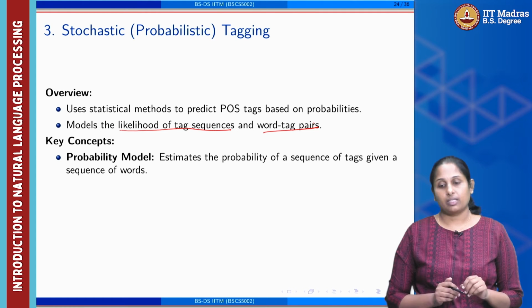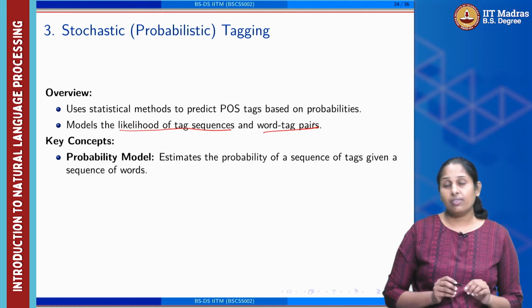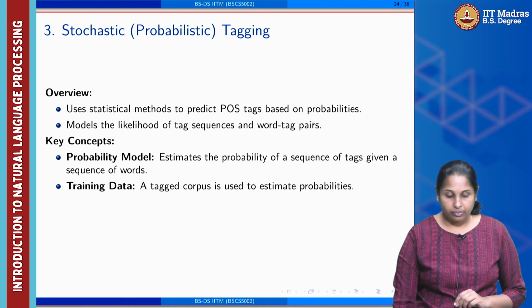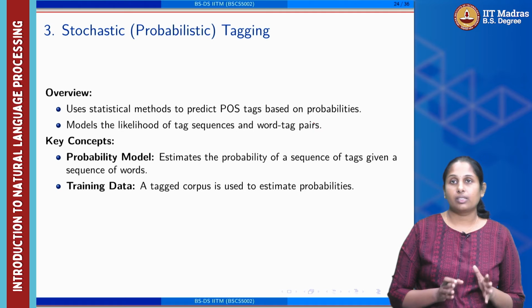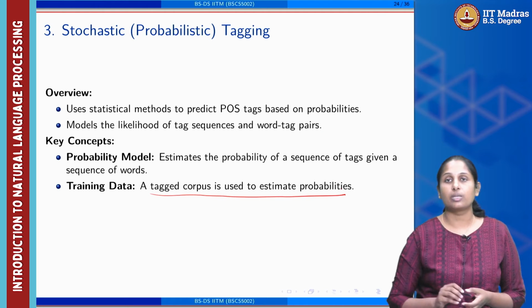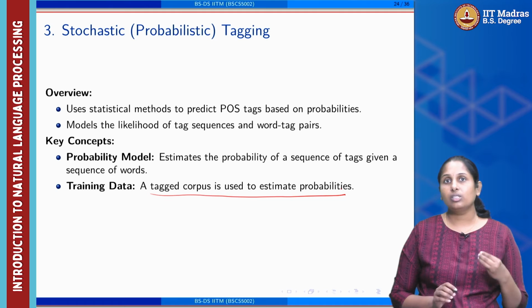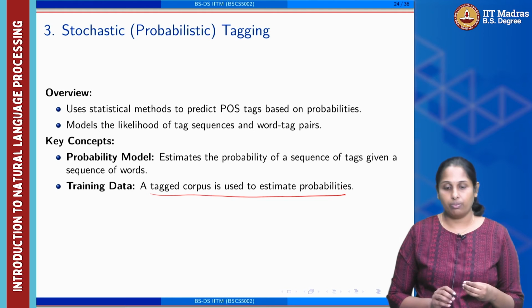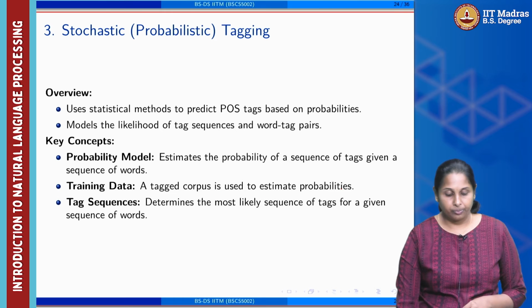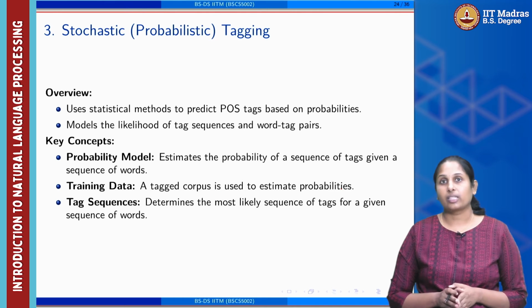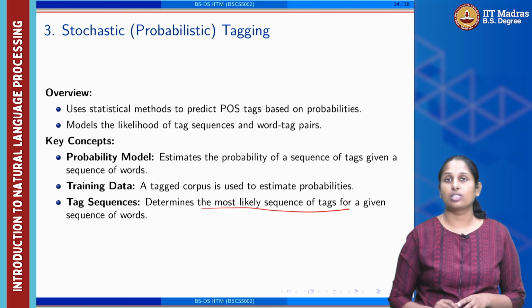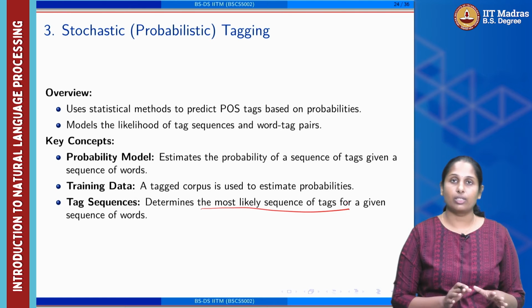So the key concept here is the probability model. It estimates the probability of a sequence of tags given a sequence of words. And training data, this is the most important step here, we have to tag the corpus to estimate the probabilities. So the gold standard data is very important to make sure that the machine learns through the data. And the tag sequence is determined through the most likely sequence of tags for a given sequence of words.